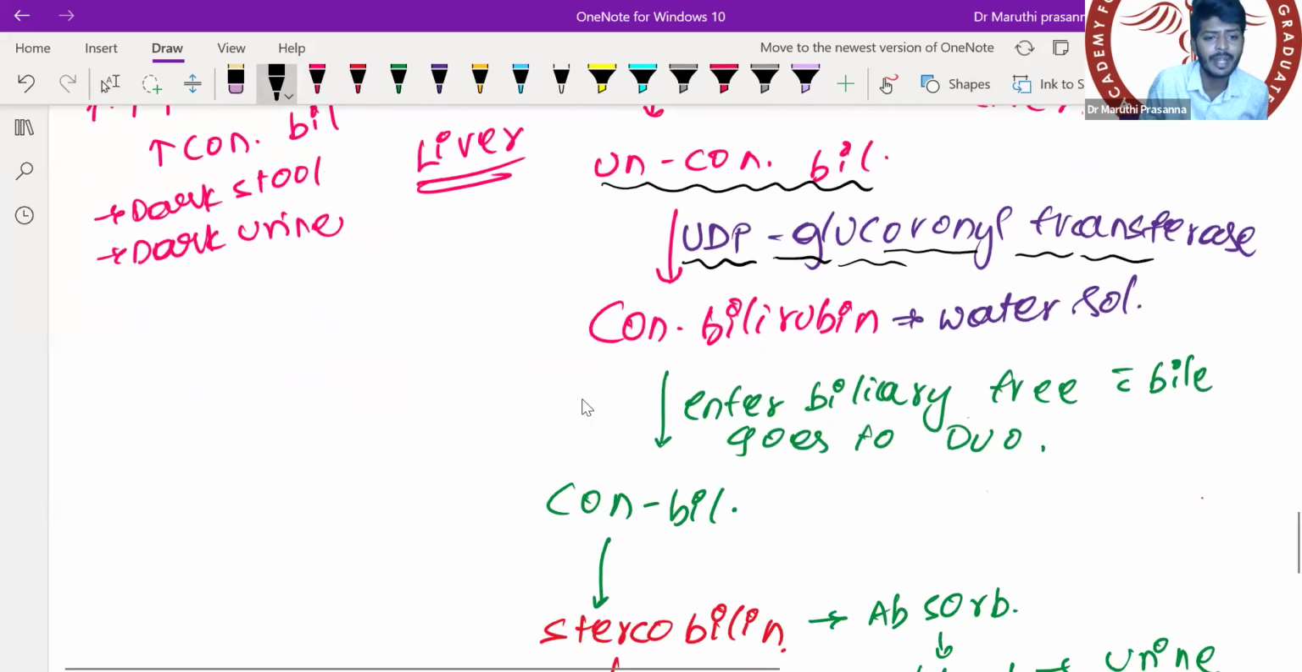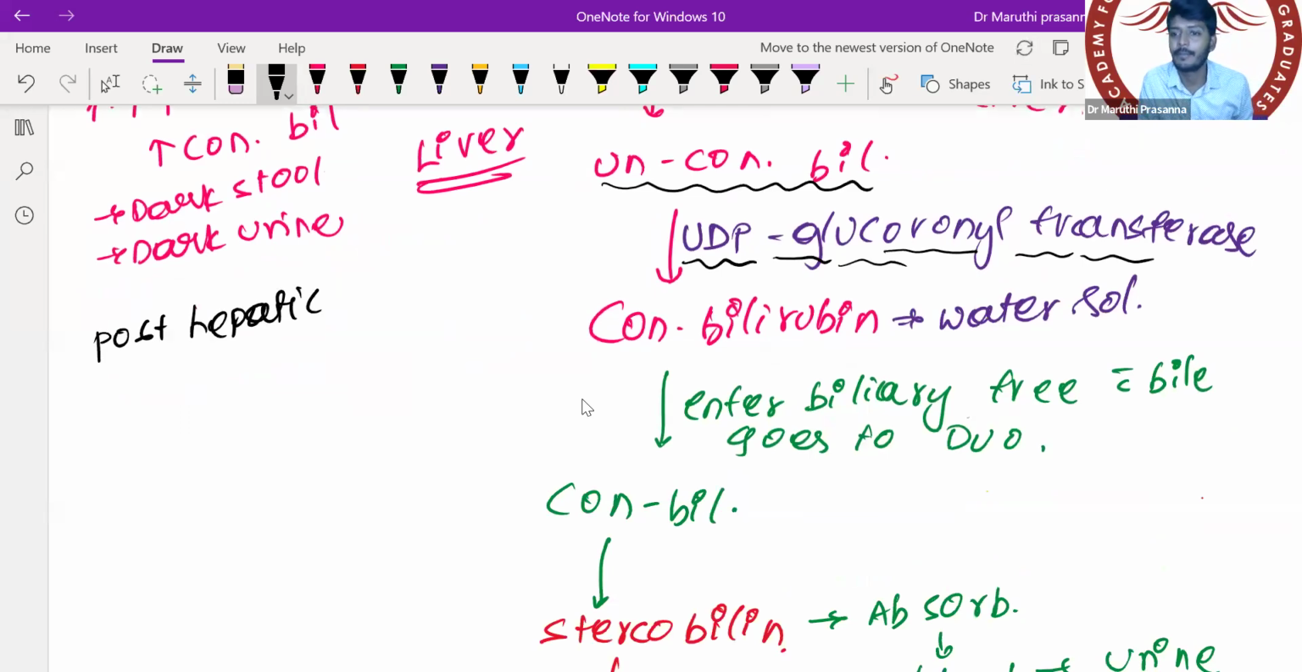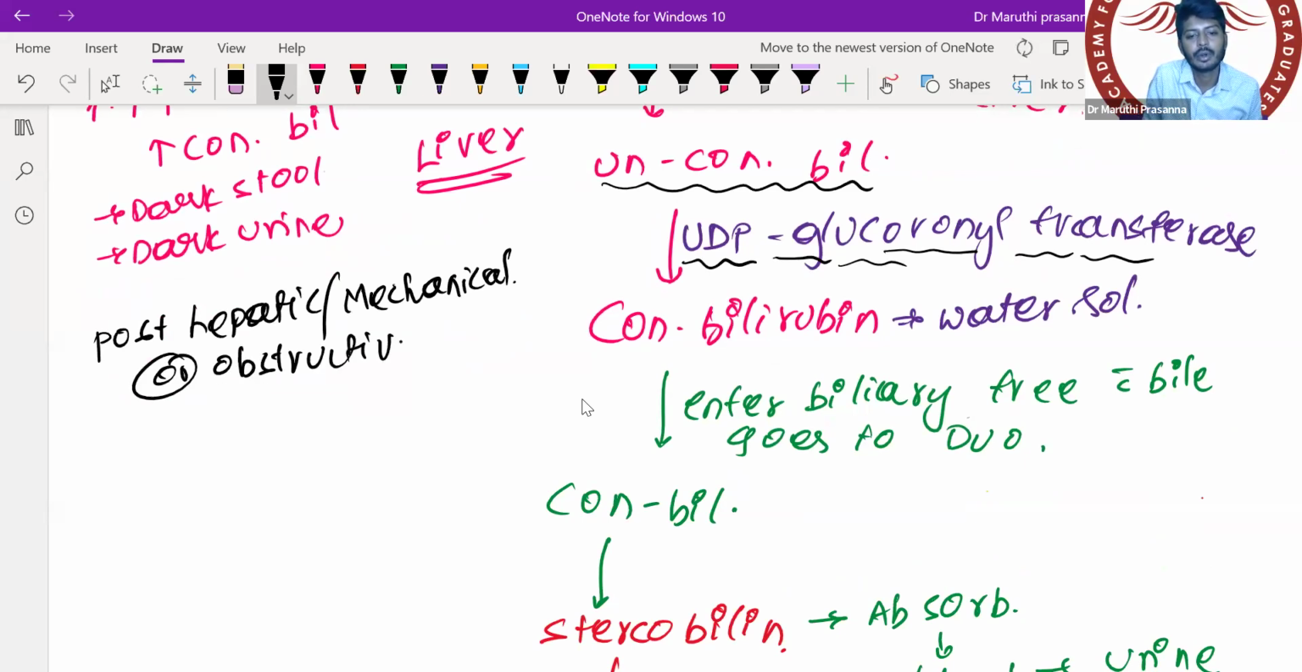The next type of jaundice we have is post-hepatic, which means the problem is after the liver. It is also called mechanical jaundice, which is also called obstructive jaundice. Okay, so in obstructive jaundice, what happens?